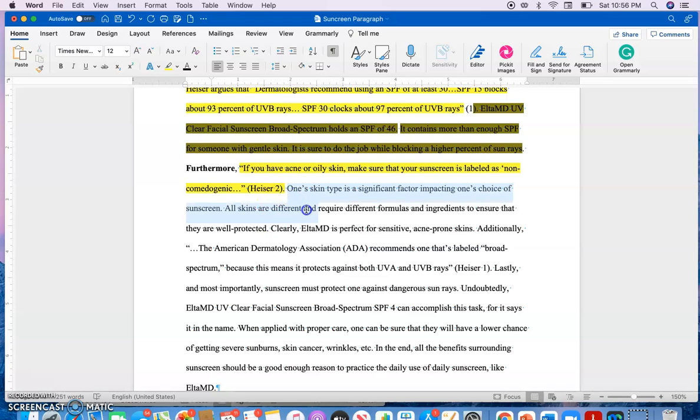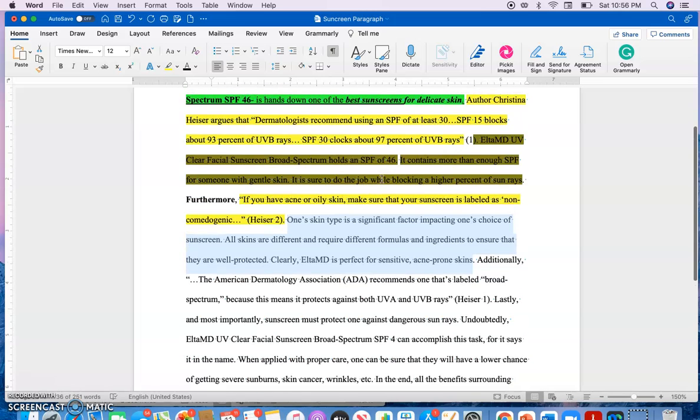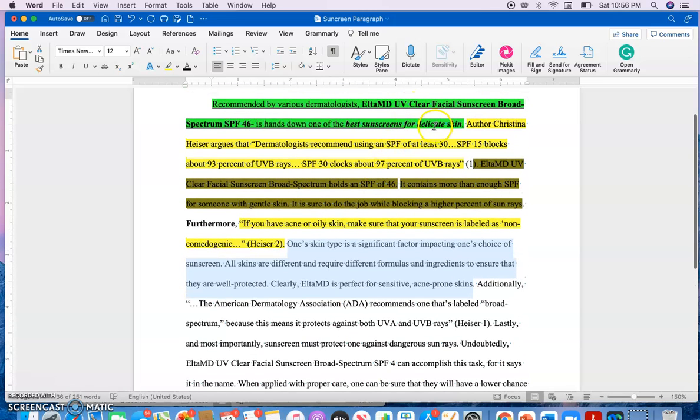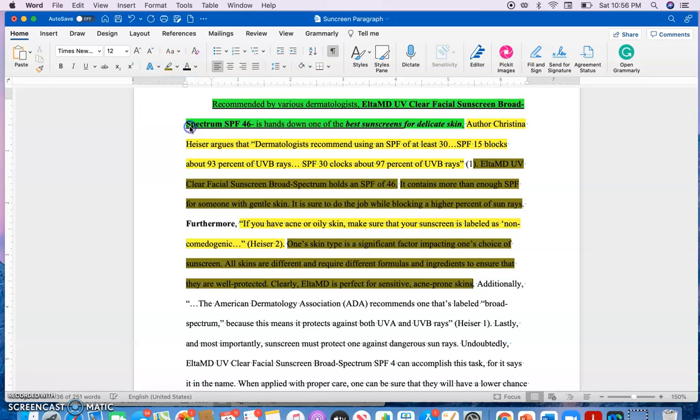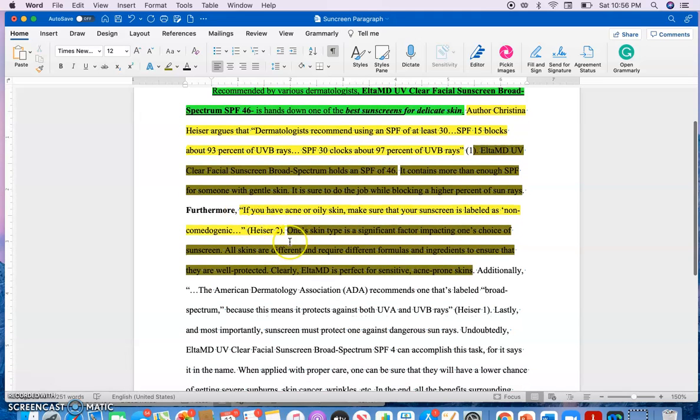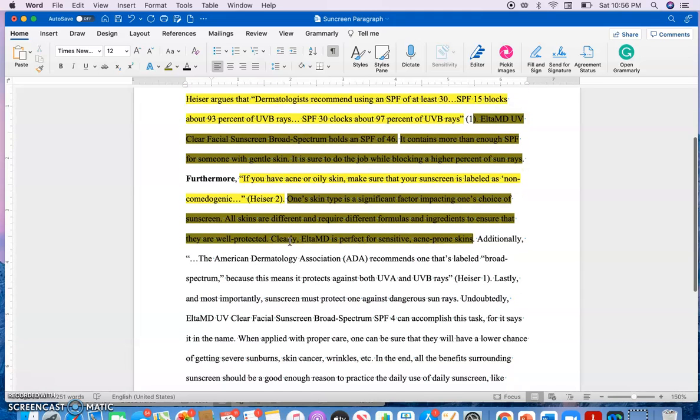So again, this information here is her D. It's her detailed analysis of the quote, and it also goes on to prove that Elta MD is best for delicate skin. So I'm going to highlight this brown, and you're going to start noticing patterns. We have a bright green for topic sentence. You have an I for information from the text, but you can't leave that hanging. You have to explain that, and that explanation has to relate to your topic sentence. Then there's another instance of an I and some more detailed analysis below it.